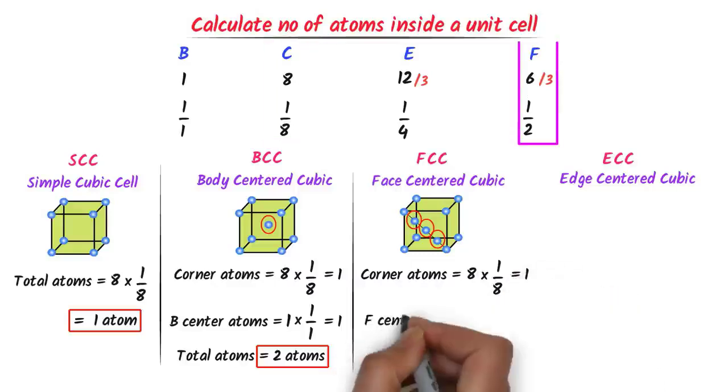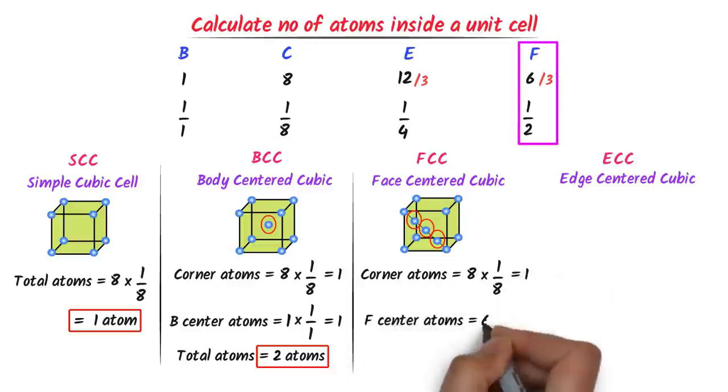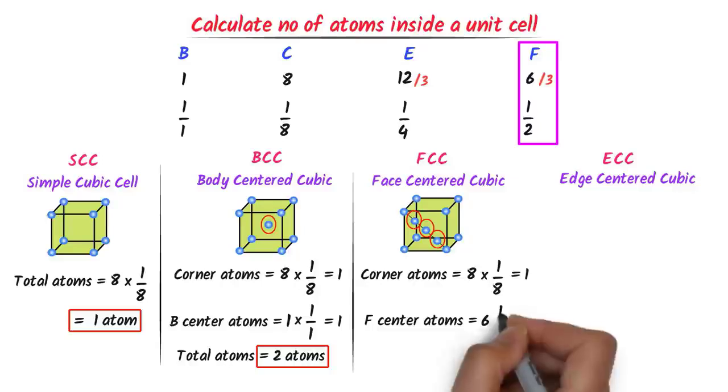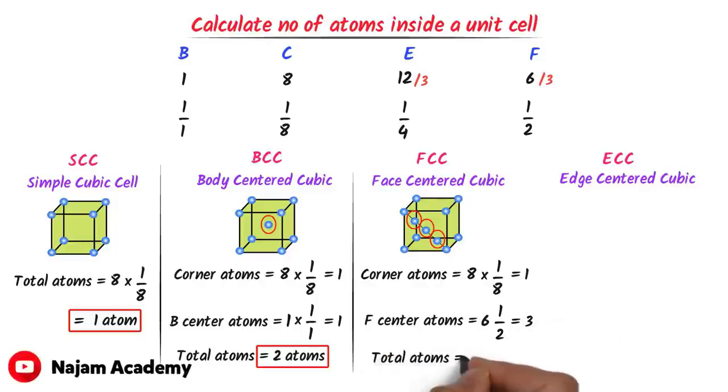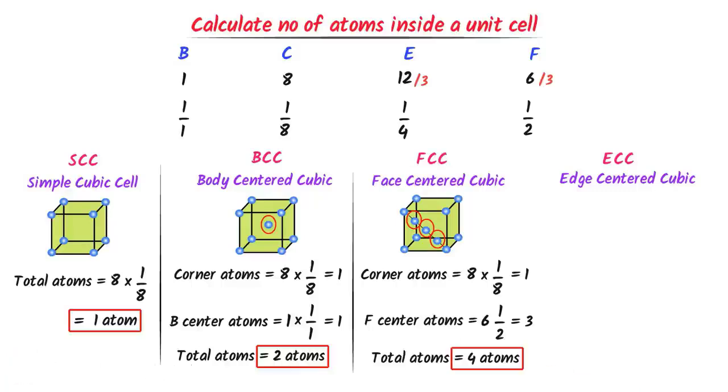Also, number of atoms at faces: there are 6 faces and the contribution of an atom at a face is 1 by 2. So 6 into 1 by 2 is equal to 3. Now total number of atoms is equal to 1 plus 3 equals 4 atoms. So there are a total of 4 atoms present in a face-centered cubic cell.